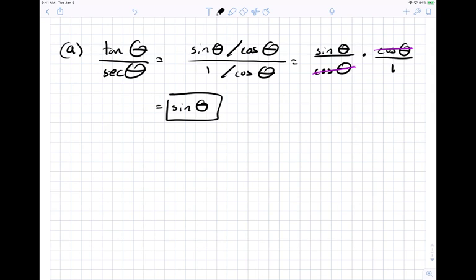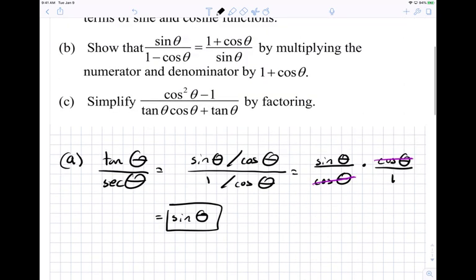Okay, the second one asks us to show that this expression, the left, is equal to the right, by multiplying the numerator and denominator by 1 plus cosine theta. So let's get a copy of the original.